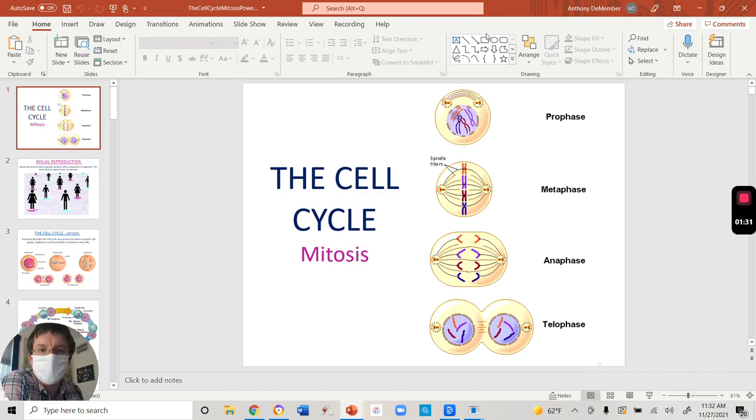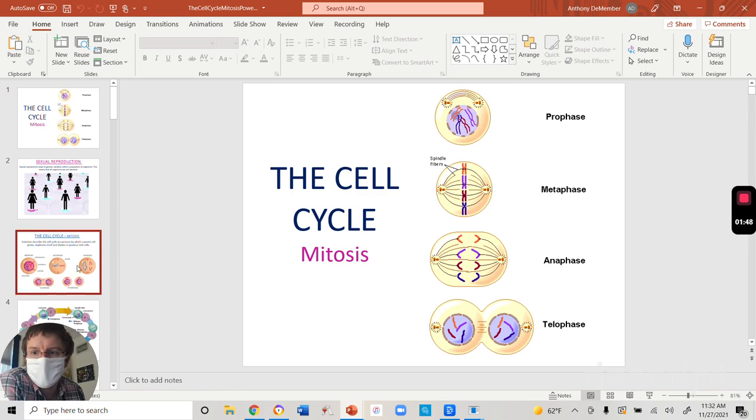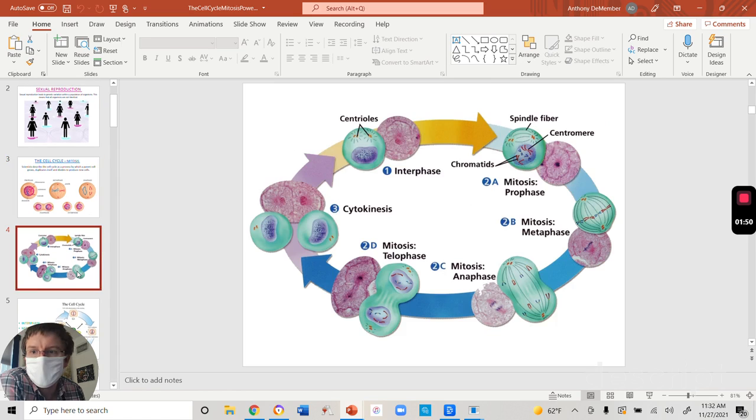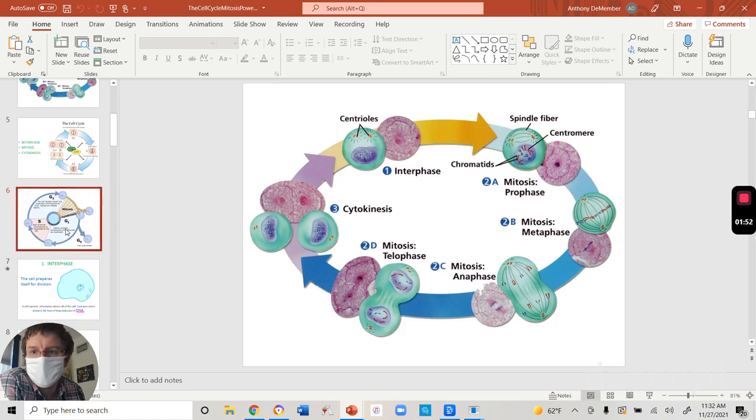So remember PMAT: prophase, metaphase, anaphase, and telophase or telophase. Some people pronounce it differently. I don't care how you pronounce it. All right, so these are the steps in order, but let's see what happens before all that.